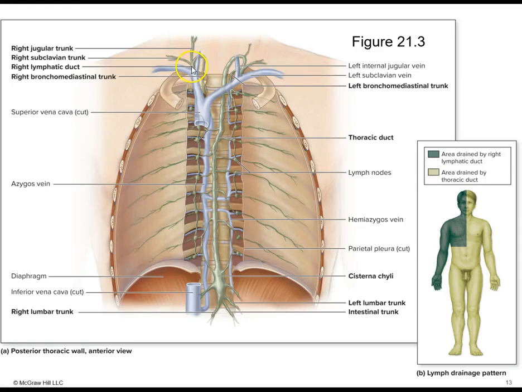Up here you can see the right lymphatic duct. You can see it's draining into the junction of the right subclavian vein and the right internal jugular vein. You can see that it's fed by several different trunks. Down here is the cisterna chyli at the bottom of the thoracic duct. You can see it is fed by several trunks. And then you can see the thoracic duct climbing superiorly here until it reaches the junction of the left subclavian vein and the left jugular vein.